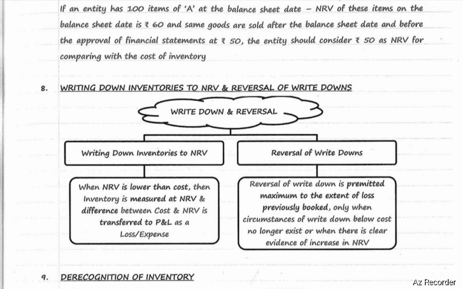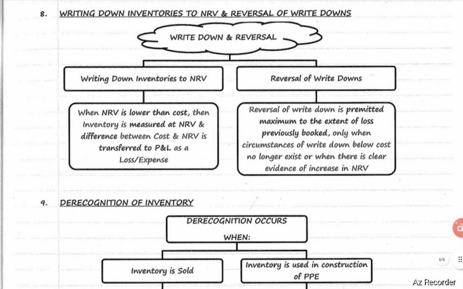Next, writing down of inventory to NRV and reversal of write-downs. Writing down inventories to NRV: when NRV is lower than cost, then inventory is measured at NRV and the difference between cost and NRV will be transferred to P&L as a loss or expense. Next, reversal of write-downs. A reversal of write-down is permitted maximum to the extent of loss previously booked only when circumstances of write-down below cost no longer exist or when there is clear evidence of increase in NRV.